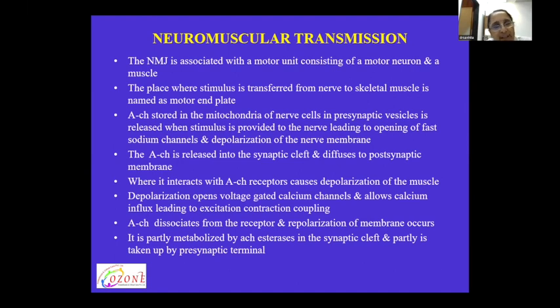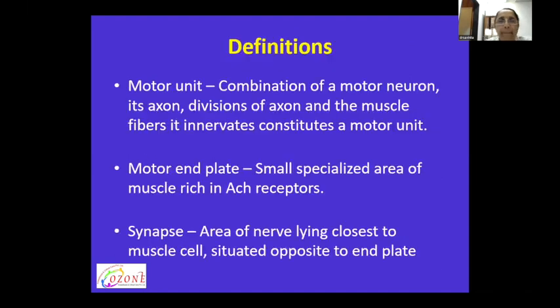It interacts with ACH receptors and causes depolarization of the muscle. Depolarization opens voltage gated calcium channels and allows calcium influx, leading to excitation and contraction coupling. Acetylcholine dissociates from the receptor and repolarization of the membrane occurs very quickly, within milliseconds. It is partly metabolized by acetylcholinesterase in the synaptic cleft and partly is taken up by the presynaptic terminal.